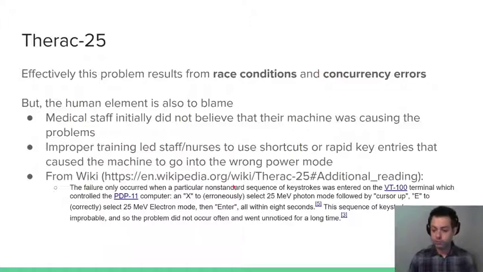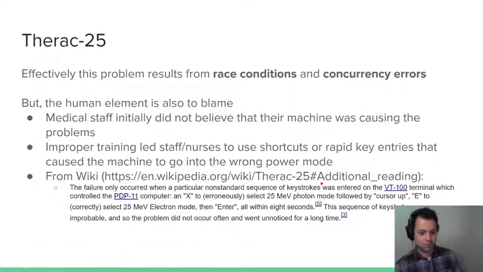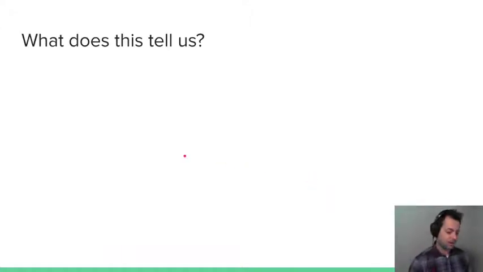Yeah, you have to idiot-proof your code. The problem is that nobody was intentionally doing this, right? They're trying to get their job done as fast as possible so they can go on to the next patient. They assume that the programmers weren't going to make it in such a way that it's going to be bad for the patient. So, idiot resistant, there you go.